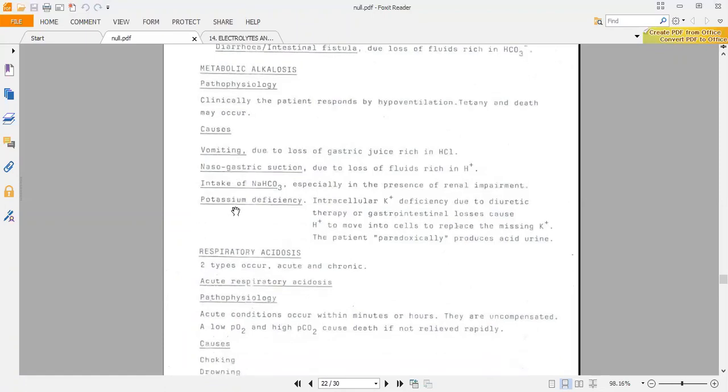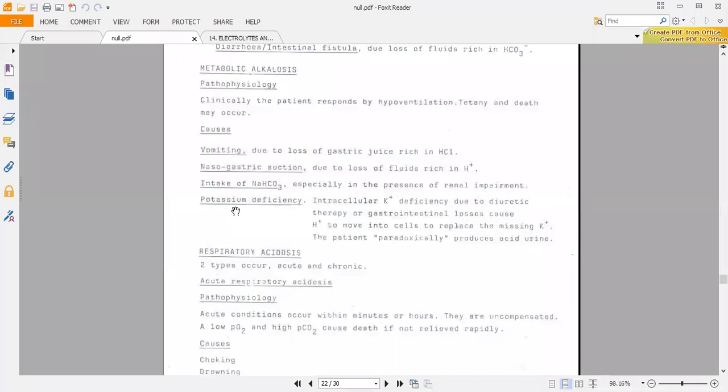And if you remember, in the afternoon I talked about potassium deficiency. If you have hypokalemia, what's going to happen? One, the intracellular potassium would like to move outside. As it comes outside into the blood, H plus ions will move into the cells, and in that manner cause metabolic alkalosis.